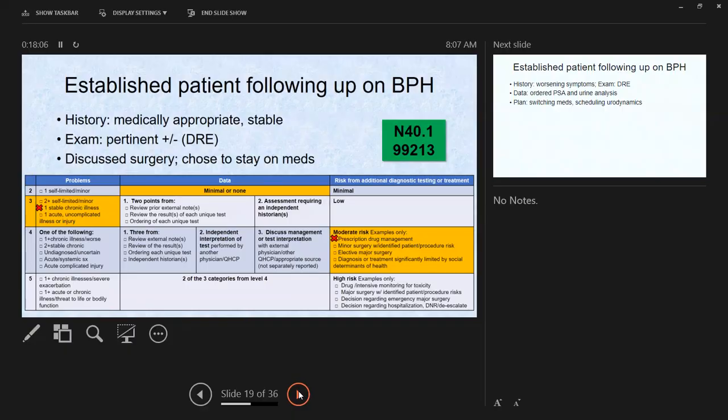Well, again, we look at the problems addressed. BPH is a stable chronic illness, and you're addressing one stable chronic illness. We'll get a level 3 for problems. Data, minimal to none. I mean, maybe we'll send a PSA. It wasn't in this particular example. And level of risk from additional diagnostic testing or treatment. Prescription drug management, we're keeping them on the medicines. We discussed their surgery. They chose to stay on medications, and we still sort of get credit for at least that discussion. So we've got a 3, a 2, and a 4. Since 2 of the levels hit at least a 3, this can be a 99213 because it's an established patient and it's a level 3.